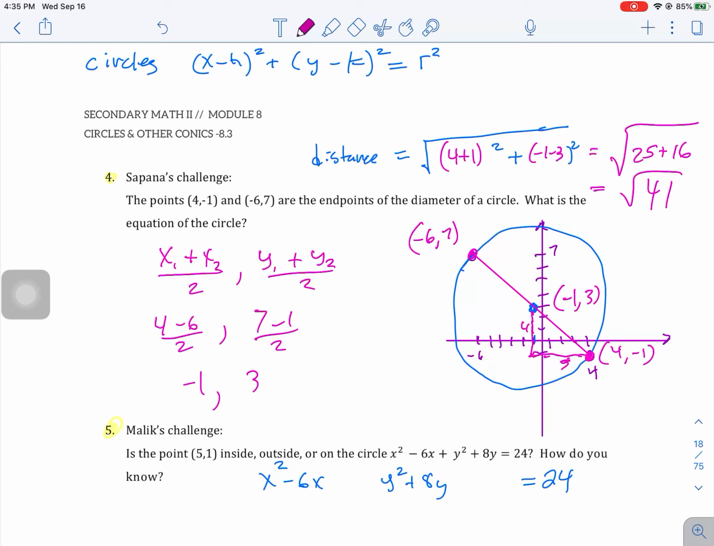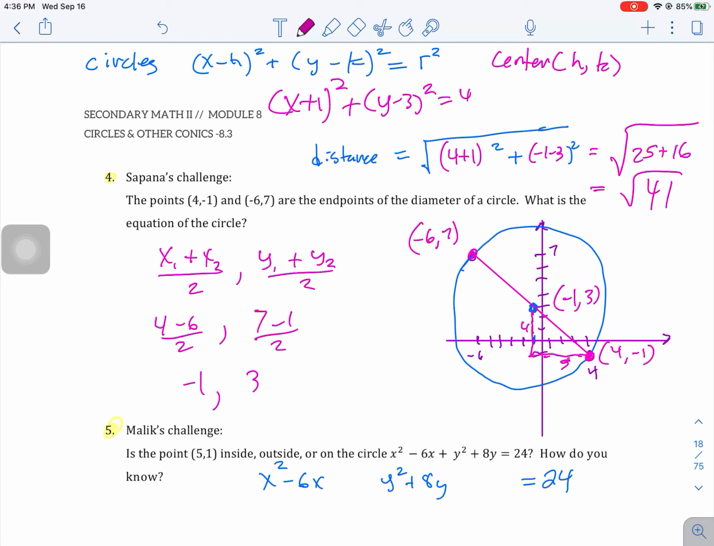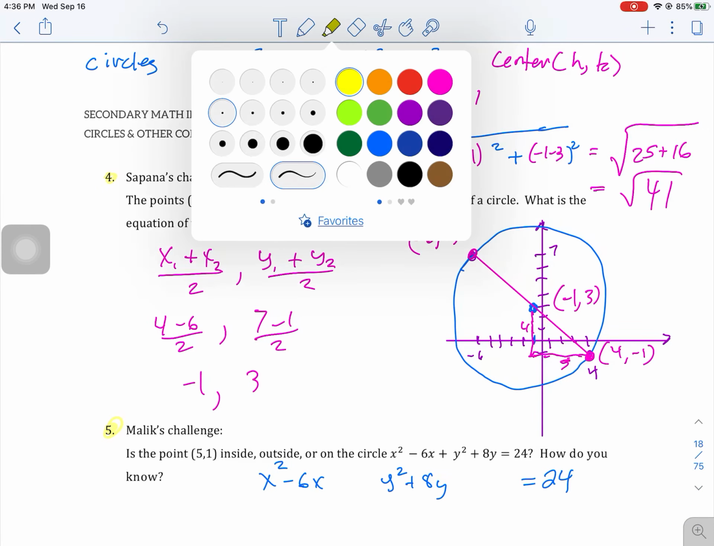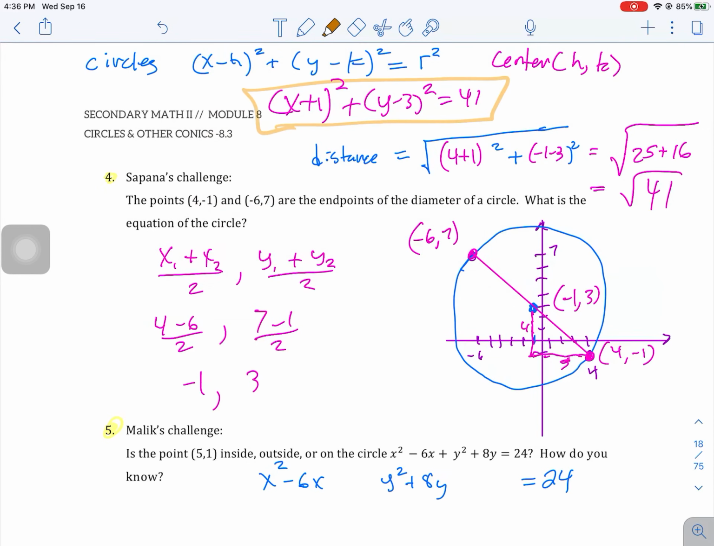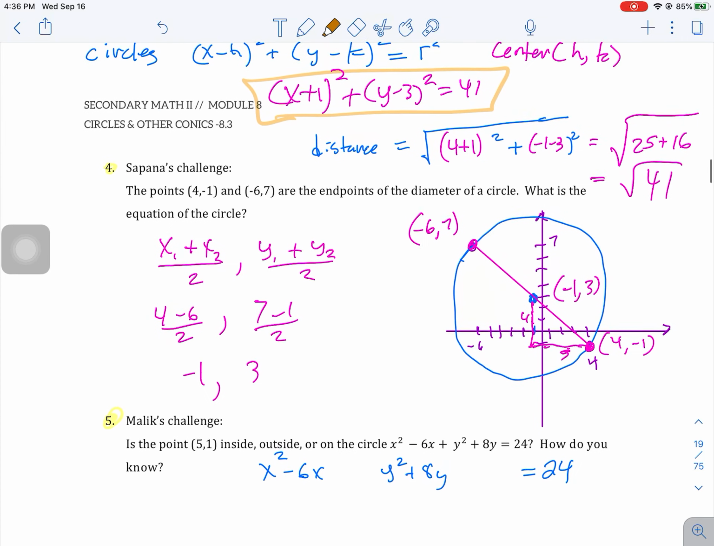So now I have my equation of my circle: x minus h squared plus y minus k squared, where h and k are the center, equal to the radius squared. My radius is the square root of 41. So to write that out, the equation is x minus -1, which is x plus 1, squared, plus y minus k, which is y minus 3, squared, is equal to 41. So that is my circle equation, given the endpoints.